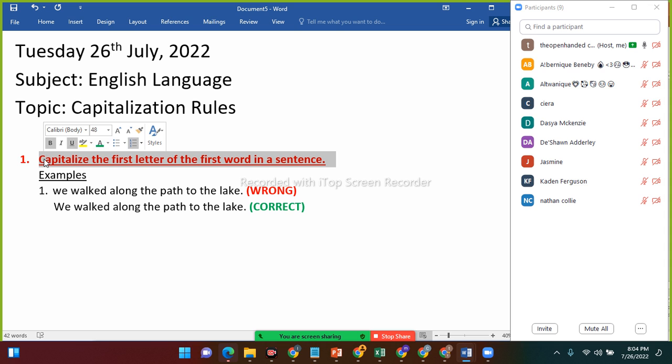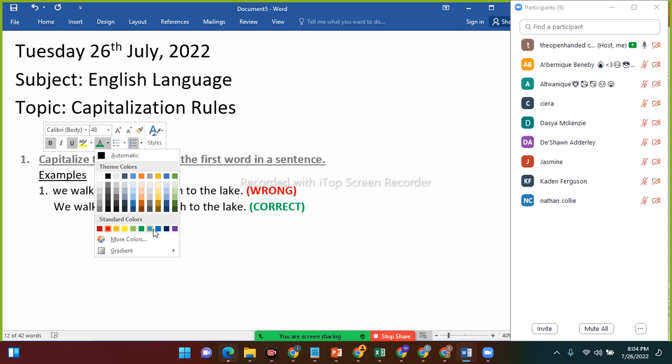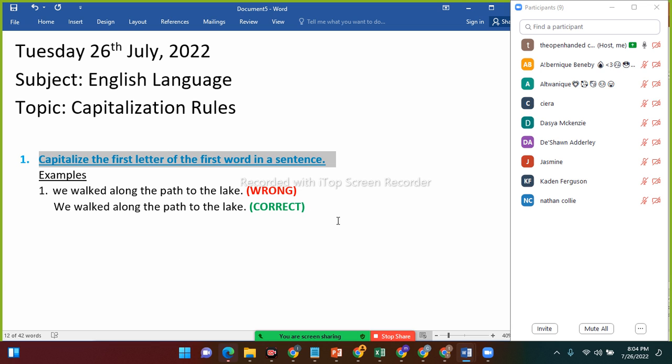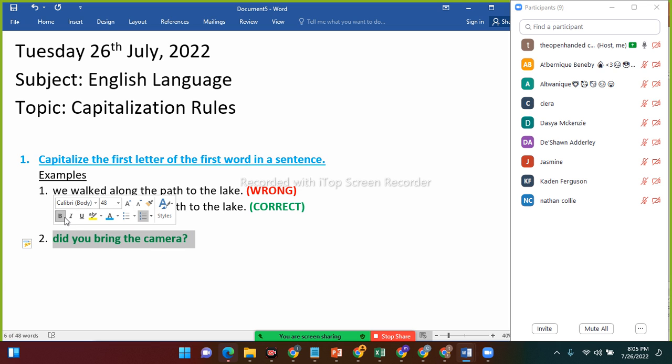So the first capitalization rule is that we want to capitalize the first letter of the first word in the sentence. Another example we could use is this sentence: did you bring the camera? This is still a sentence. It is an interrogative sentence because it asks a question, but it's still a sentence.